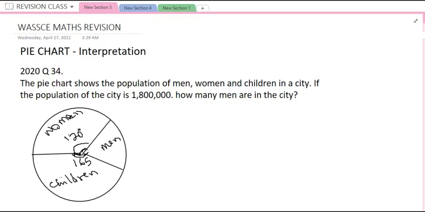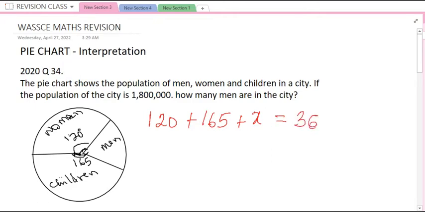You come down and say, what is the sector angle for women? That is 120. Plus, what is the sector angle for children? That is 165. What is the sector angle for men? We don't know it because the value is not given. So let's call it X. Now we know that the total angle in a circle is 360 degrees.